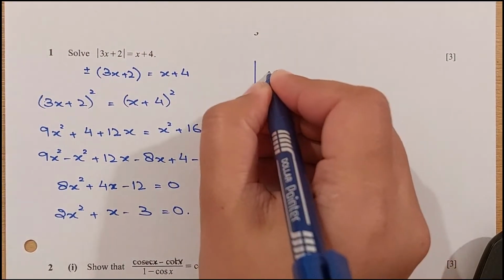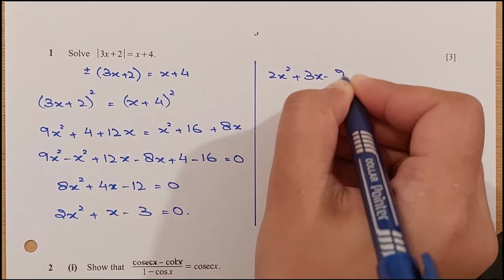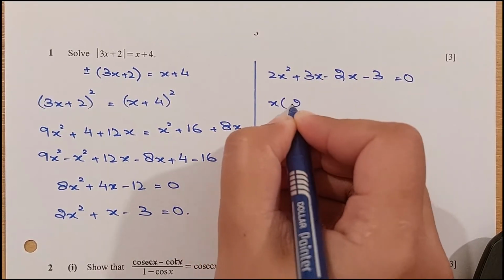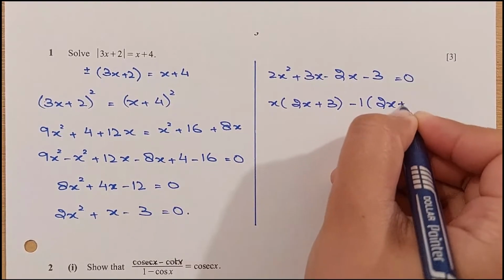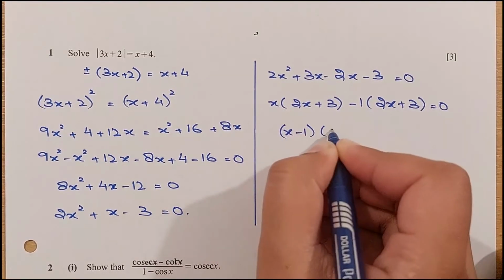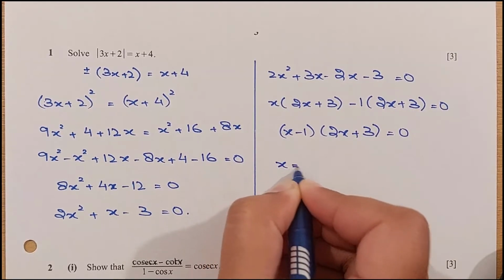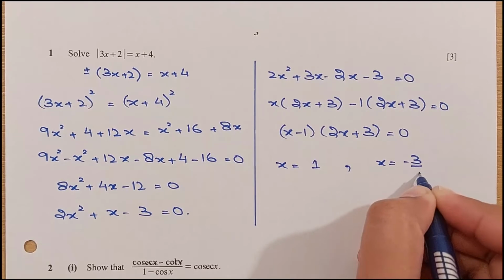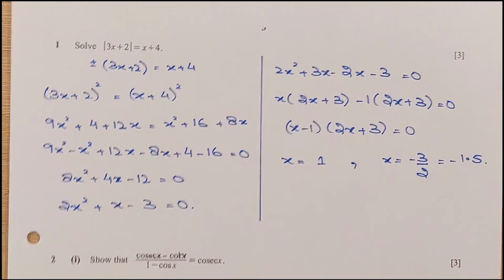Okay. So 2x squared plus 3x minus 2x minus 3 equals 0. x is common, 2x plus 3, minus 1 is common, 2x plus 3. This equals 0. So x minus 1 is a factor and 2x plus 3 is a factor. So x equals 1 is a solution, and x equals minus 3 by 2, or this is minus 1.5. So these are the two solutions of the equation.